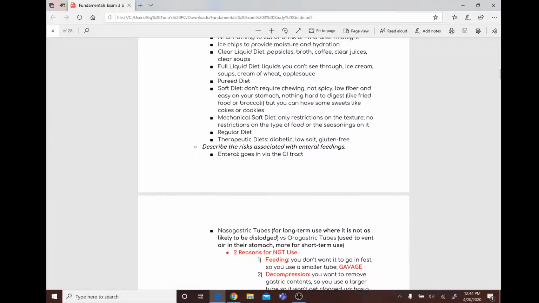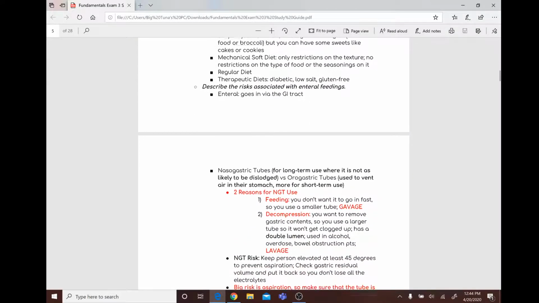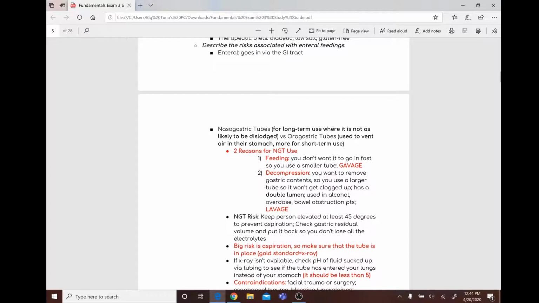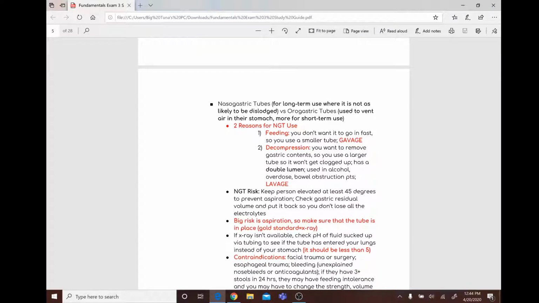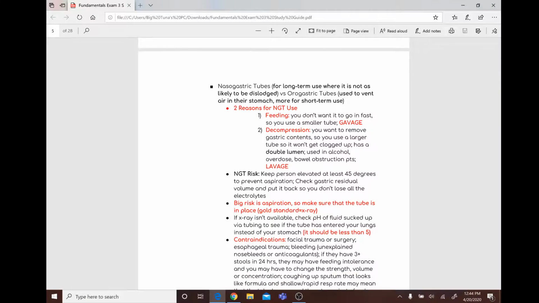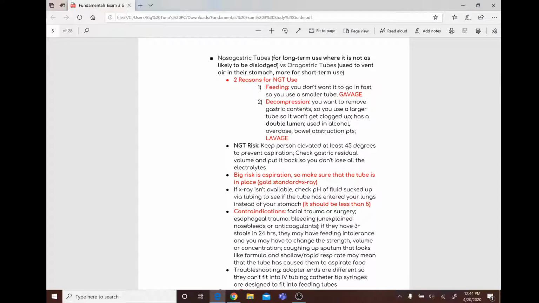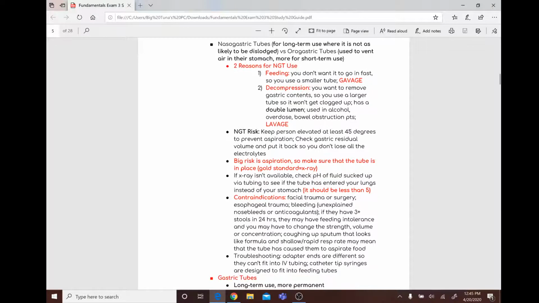What does enteral mean? Goes in via the GI tract. Are nasogastric or orogastric tubes used for long-term use? Nasogastric for long-term use where there's no likely to be Gooch scars, and orogastric is used to vent air in the stomach, more for short-term use. What are 2 reasons for NG tube use? Feeding and decompression. Decompression would be like alcohol overdose and bowel obstruction.